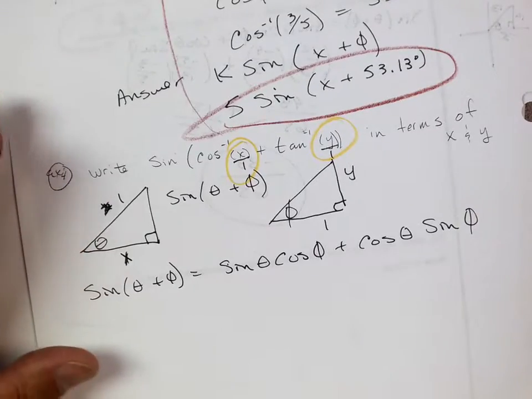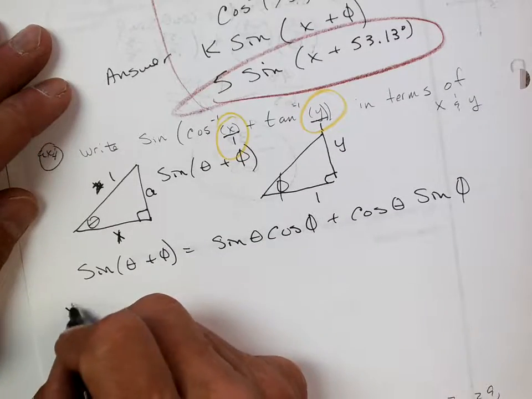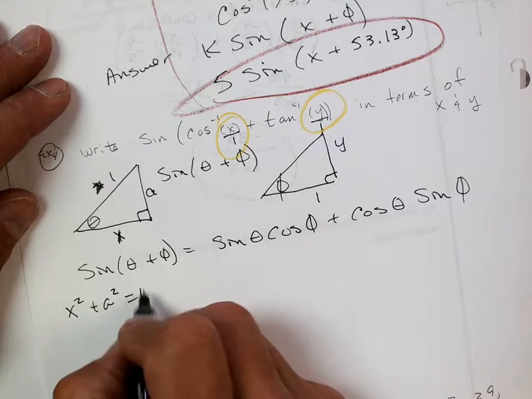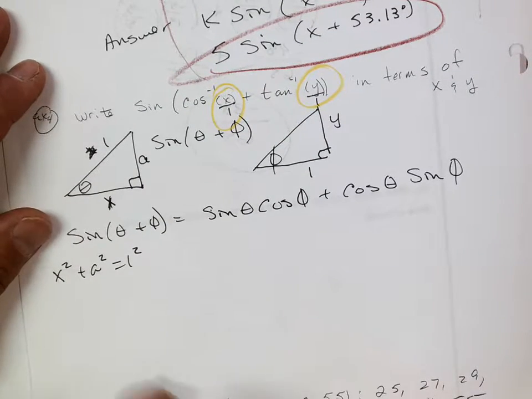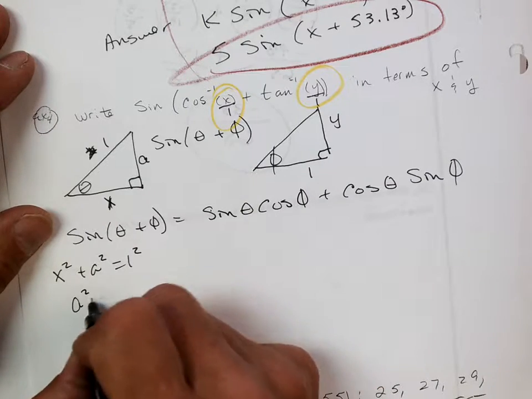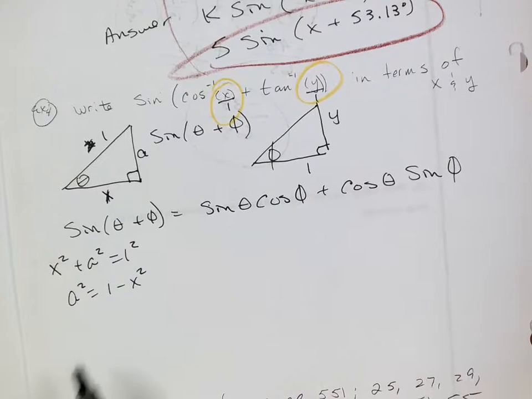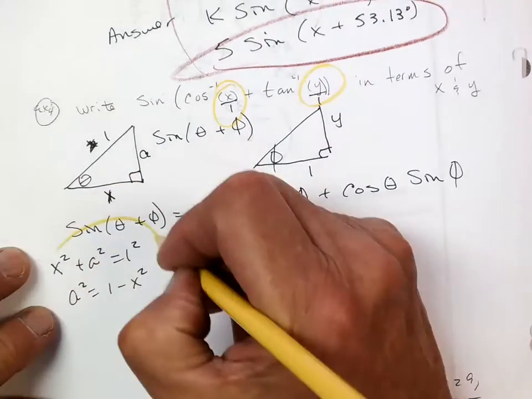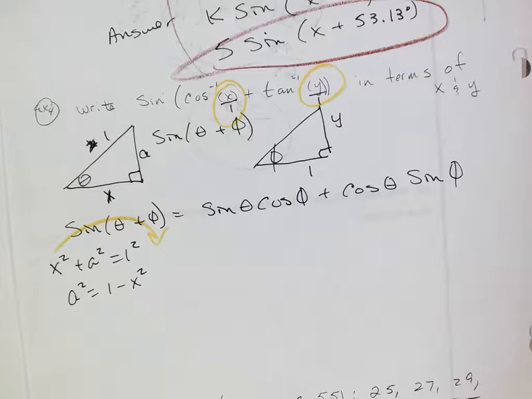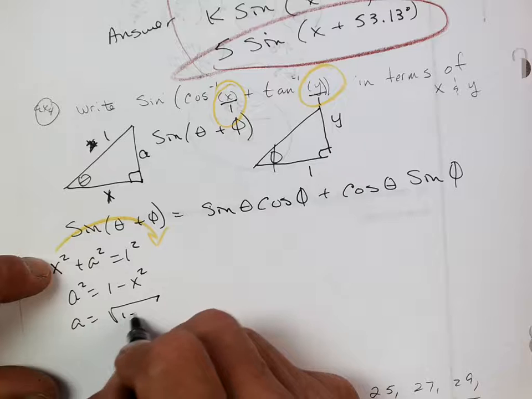Pythagorean's theorem. Let's call it a, and we'll go x squared plus a squared equals 1 squared. If I want to solve for a, I'm going to have a squared equal to 1 minus x squared. Hold on, what did I do? Pythagorean's theorem: x squared plus a squared equals 1 squared. 1 squared is 1, right? So I brought the x over. Then I'm going to take the square root of that, and a is going to equal the square root of 1 minus x squared.